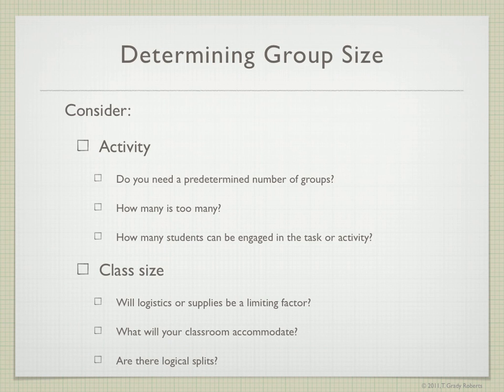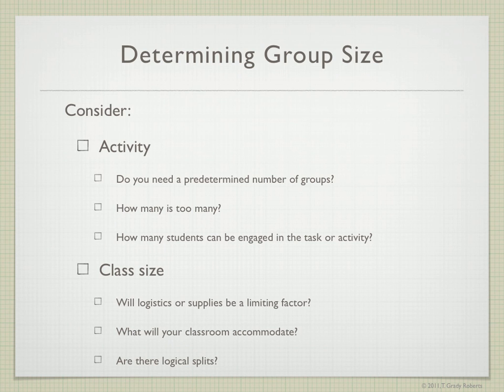So, determining group size. Once you've figured out how you want to get students together, you have to figure out how many students you want in a group. You might think about the activity. Do you need a predetermined number of groups? Some activities need a certain number of groups, so you break your class into that many groups. You might also consider how many students is too many in a particular group.